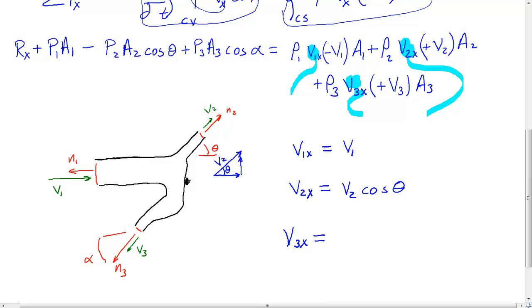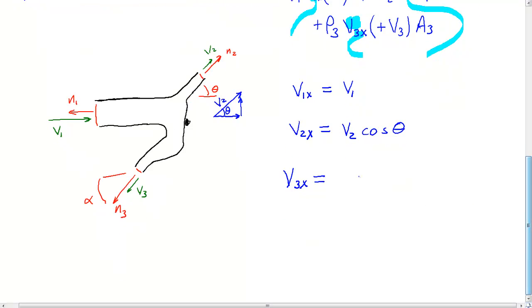Now, the x component in the 3, we have to be really careful. It's going in that direction. So here's what I mean. If you just broke V3 out and broke it into its components, V3x, and then there's V3y, and of course here's your alpha.